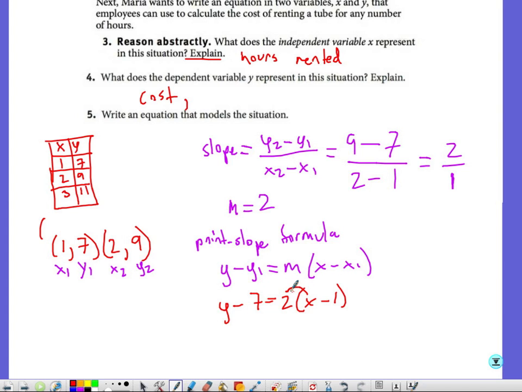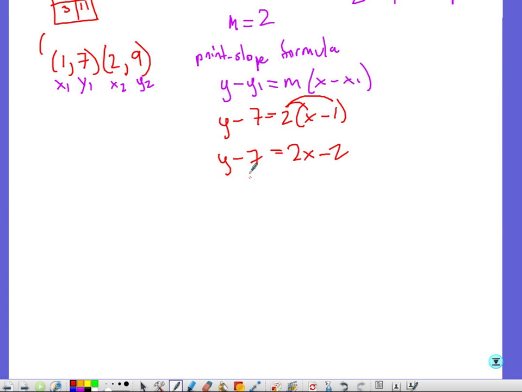So let's first distribute this 2. If we distribute this 2, we get 2x minus 2, and we have y minus 7. Now we want to solve for y, so we need to move 7 to the other side, which we do by adding 7 to both sides. So now y equals 2x plus 5.